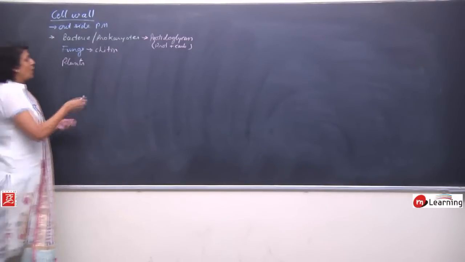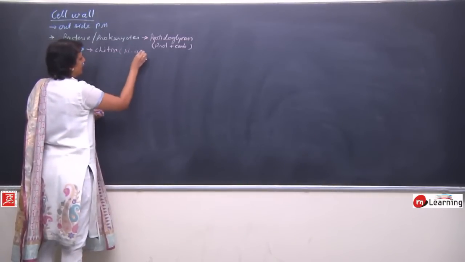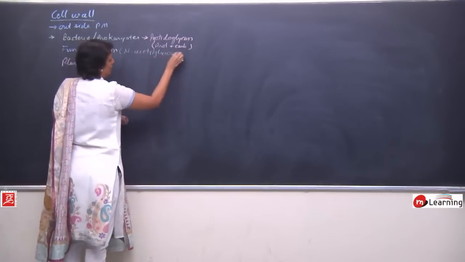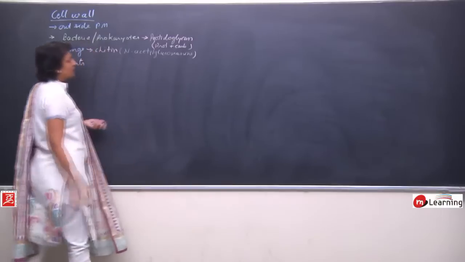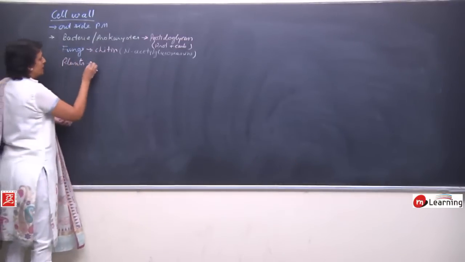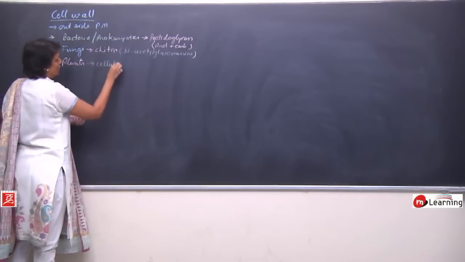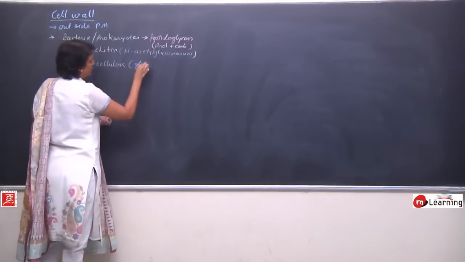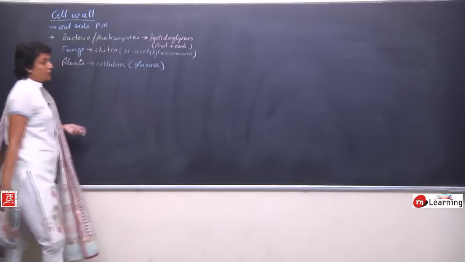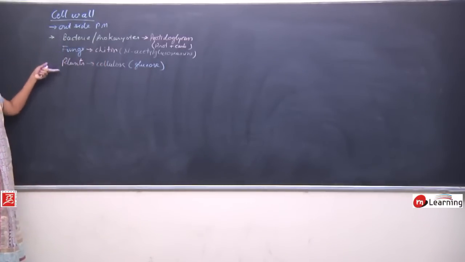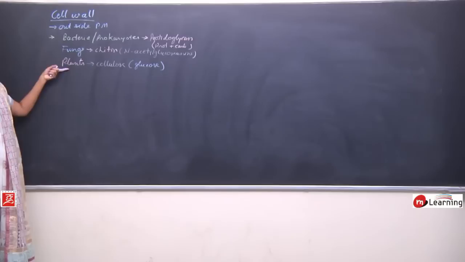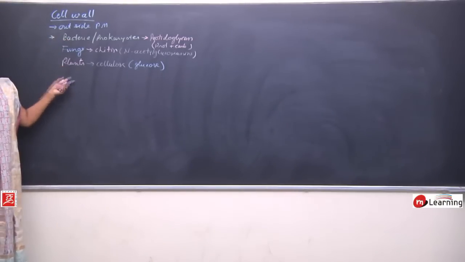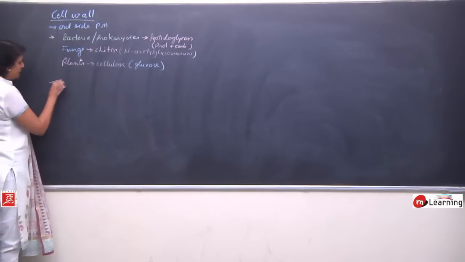Chitin is a polymer of N-acetyl glucosamine. In plants, it is made up of cellulose. It is also a polysaccharide made up of glucose. So there are three categories of organisms where we find cell wall. Bacteria also have cell wall, fungi and plants also have it. Compositions are different.